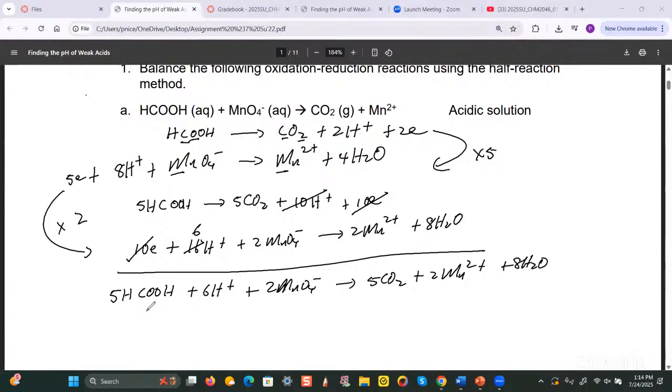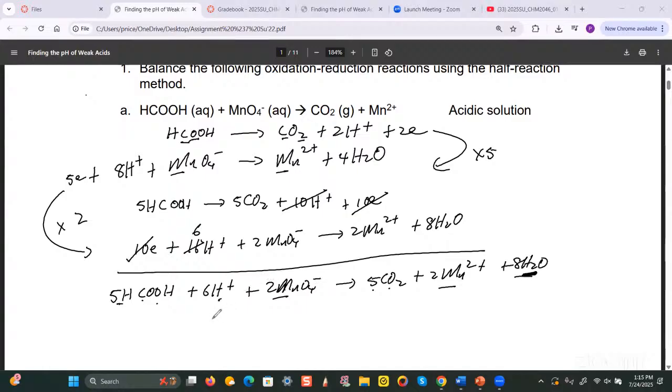So let's talk about the hydrogens first. This is 5 times 10 hydrogens plus 6, so that's 16 hydrogens on the left side. And we have 16 hydrogens here, so the hydrogens are balanced. We have 5 carbons here, 5 carbons here, so the carbons are balanced. We have 5 times 2, 10 oxygens, 10 plus 2 times 4, that's 18 oxygens. Here we have 10 oxygens, 5 times 2 plus 8, 18, so the oxygens are balanced. And what else? The manganese, we have 2 here, so the manganese are balanced.